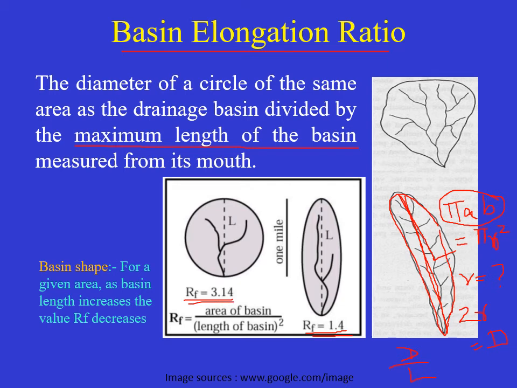whereas the RF value will be much higher whenever a basin is more circular. Okay, so we can estimate the basin elongation ratio by following this method, and this is the more scientific method according to the definition, or you can estimate the basin shape by this method. But here this RF is not actually the basin elongation ratio. So for measuring basin elongation ratio, you have to go through these formulas, these methods. Here you can write it solely by basin shape. Okay.